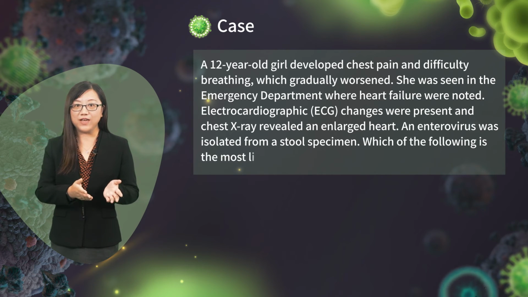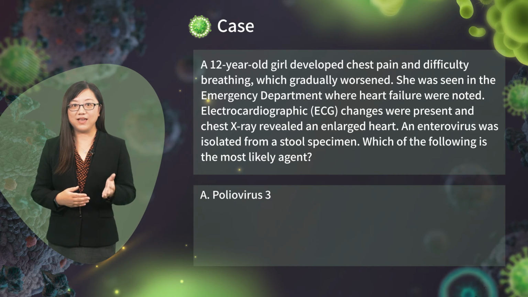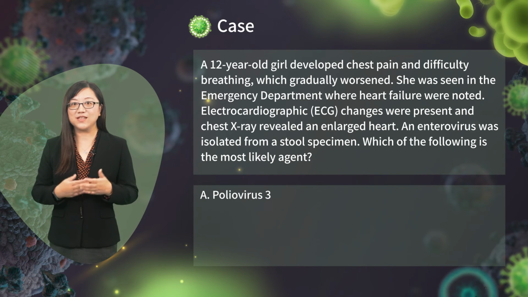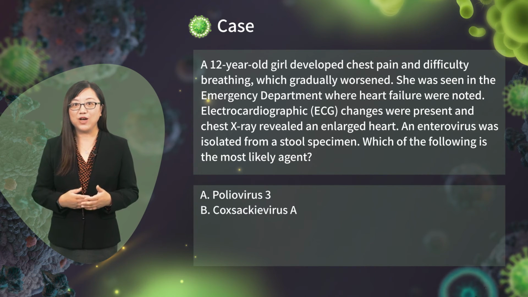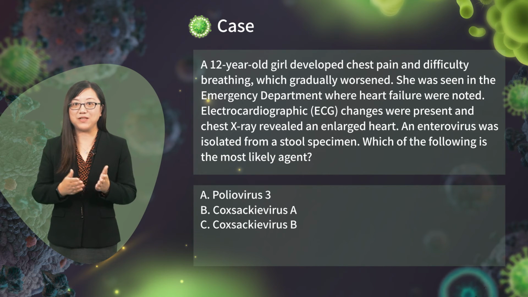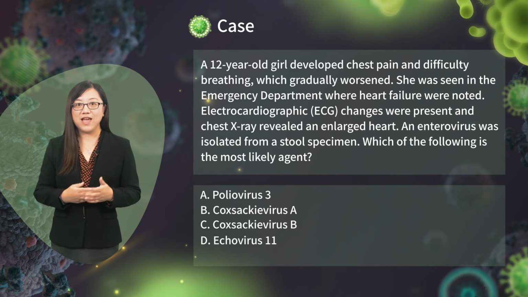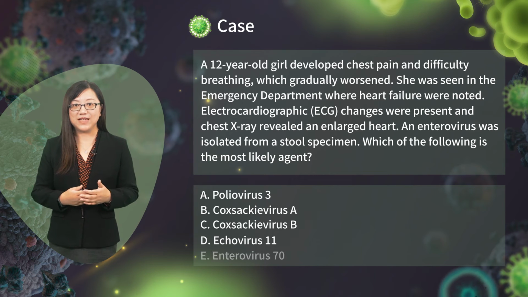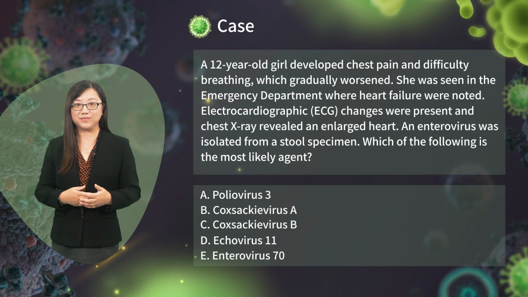Which of the following is the most likely agent? A. Poliovirus 3, B. Coxsackie virus A, C. Coxsackie virus B, D. Echovirus 11, E. Enterovirus 70. What is your choice?